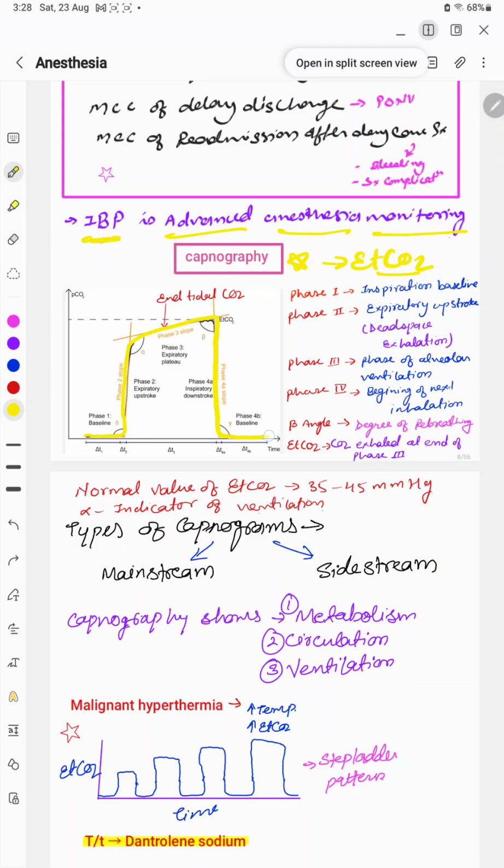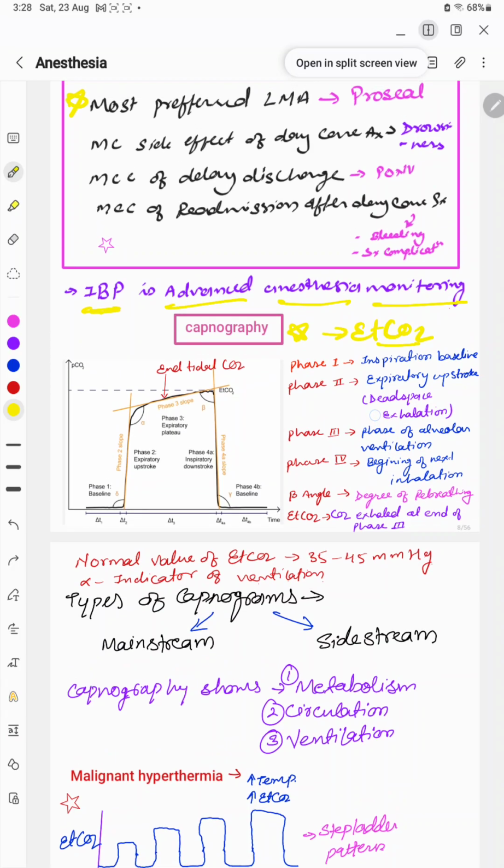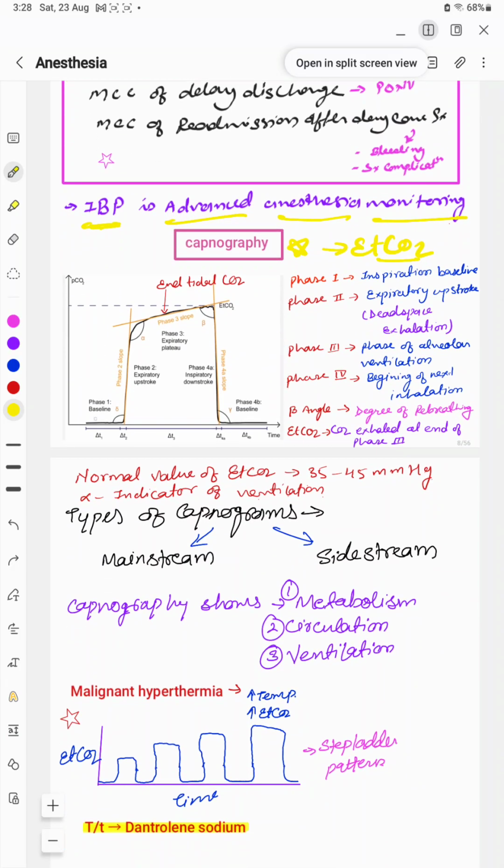This is not a perfect square shape, but you can say it is a square shape graph. And you can see different phases in this graph, say 4 phases. This is important, and it has 2 angles, beta angle and alpha angle. So what is phase 1? Phase 1 is this baseline, the inspiratory baseline. You are doing inspiration. This is phase 1, and then expiratory upstroke. Phase 2 is expiratory upstroke, it means dead space exhalation, dead space to exhale.